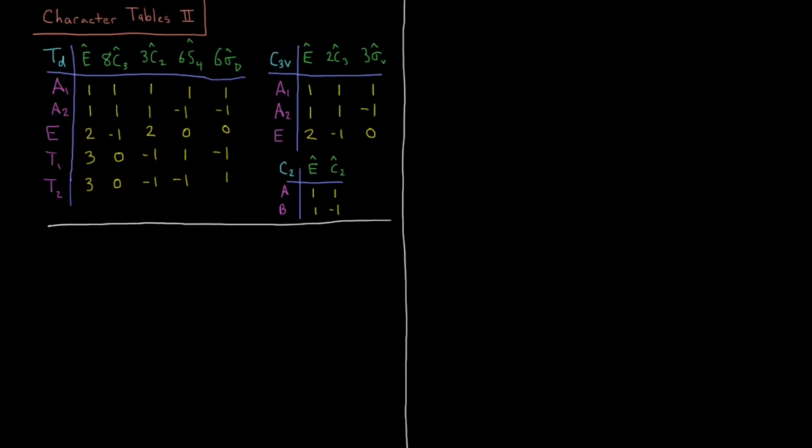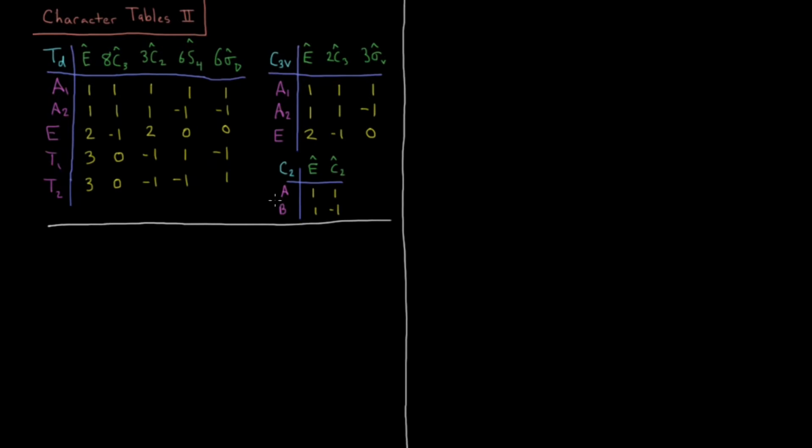In this video, we're going to continue on with character tables and look at character tables for molecular point groups that have irreducible representations of dimensionality higher than 1. Up here I've got some character tables of some point groups. TD, the tetrahedral point group, has 5 different irreps. C3V has 3 irreps. C2 has 2 irreps.